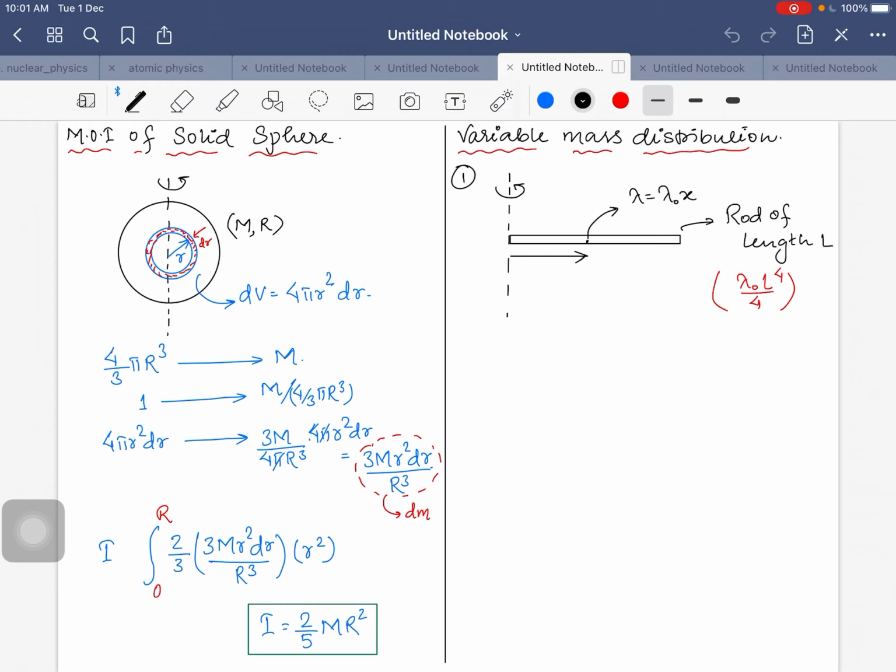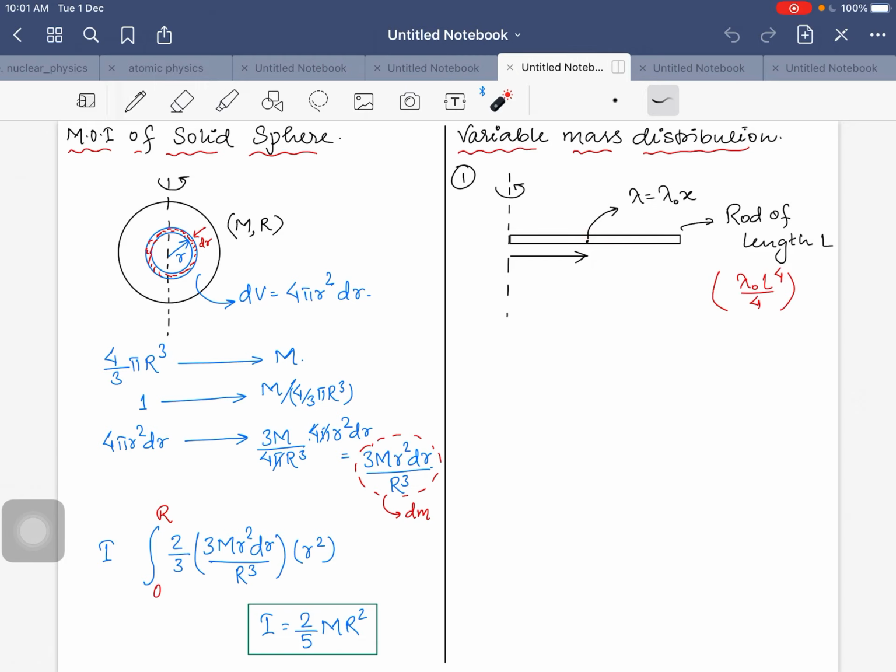Okay, till now what we covered? We simply covered the moment of inertia of ring, rod, disc and sphere with complete integration. Means we will get the idea of integration, why there is a need of integration and how to integrate. Okay, so if that is clear, now you can easily understand the new topic, that is variable mass distribution.